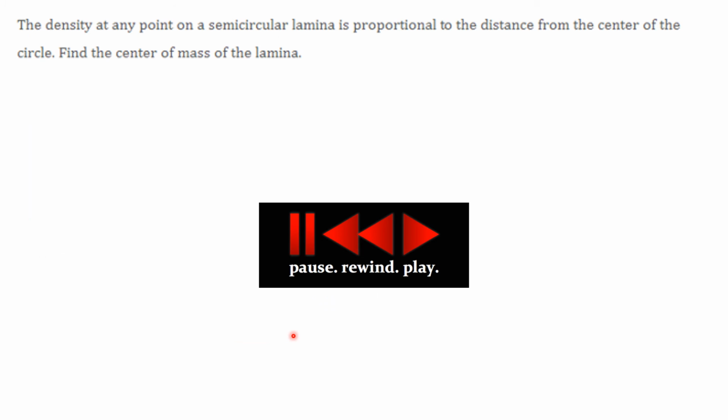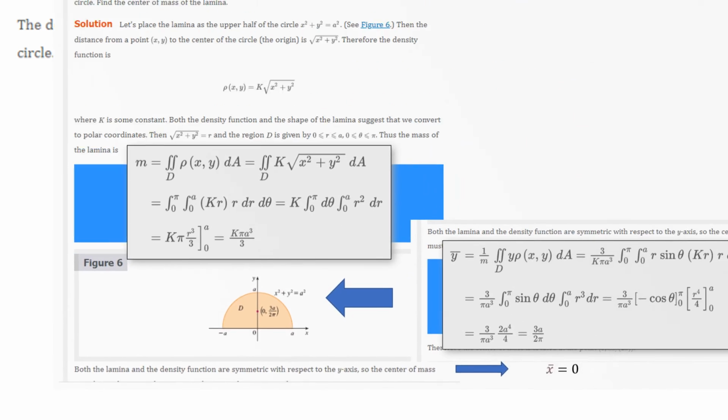Let's try one more problem. The density at any point on a semicircular lamina is proportional to the distance from the center of the circle. Find the center of mass for this lamina. You know what to do. Let's see how you did.